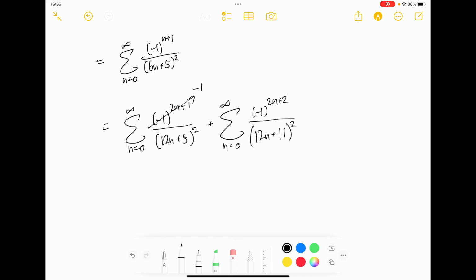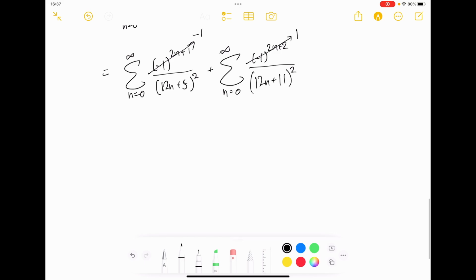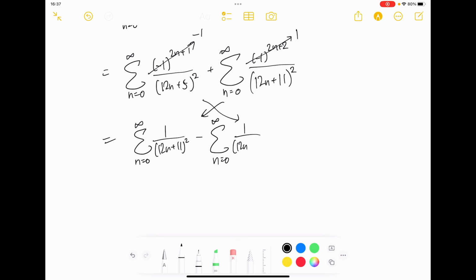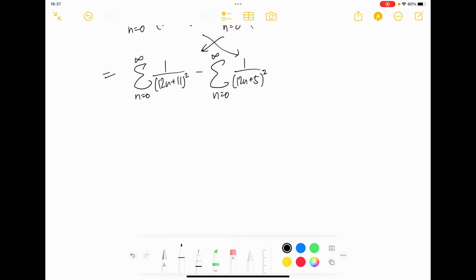Because this is negative 1 to an odd power, that's going to be negative 1. That's negative 1 to an even power, that's going to be 1. And why not interchange these just so that we get a minus sign in the middle? So we have this sum from n equals 0 to infinity of 1 over 12n plus 11 all squared minus the sum from n equals 0 to infinity of 1 over 12n plus 5 all squared. And now we will factor out a 12 from the bottom, so let's do that.